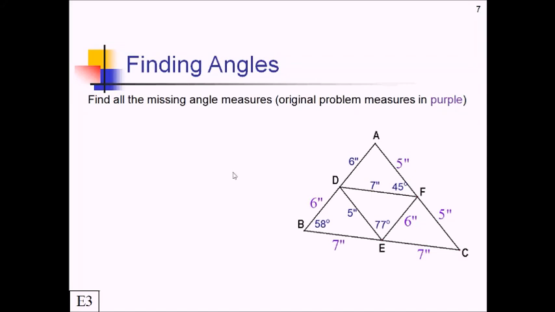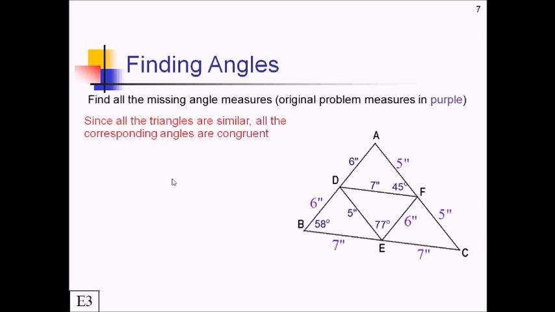We're going to revisit a triangle that we found all the segments for earlier on in this lesson. This time we want to find all the missing angle measures. And the original angle measures are given in purple here. So we've got 45, 77 degrees, and 58 degrees. Now we know that since all the triangles are similar, all the corresponding angles are going to be congruent.